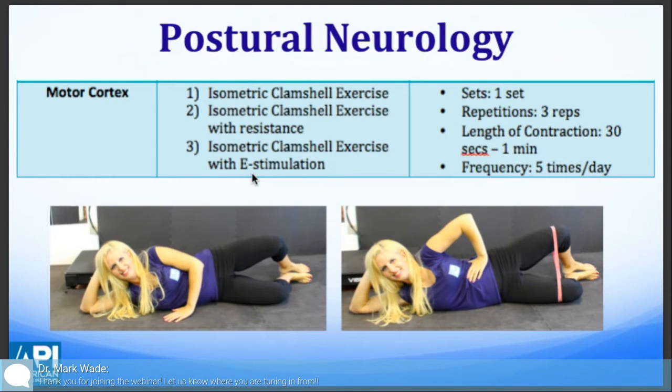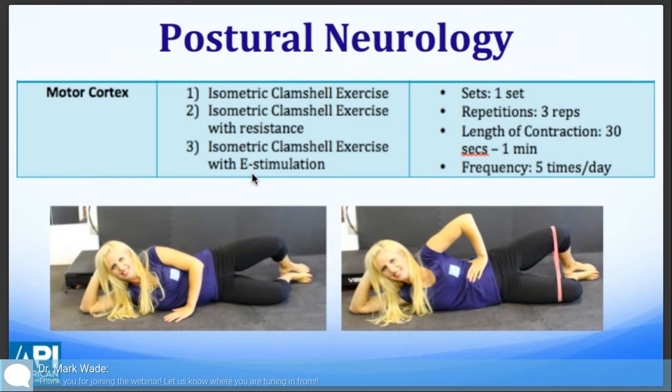So I wanted to go through some examples specifically of different parts of the brain that we would be targeting within postural neurology and give you guys some progressions that you could utilize throughout the 3 phases of care. So if we talk first about the motor cortex, it is located within the frontal lobe, and the motor cortex is so important for motor output. In fact, it controls all motor output.